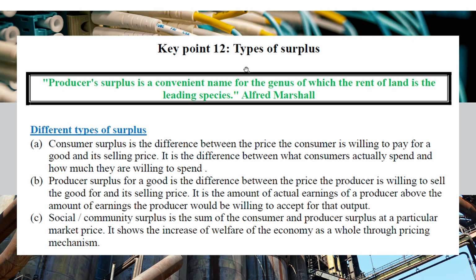Producer service is a convenient name for the genus, and the range of land is the leading species. It is a comparison between economics and biology.